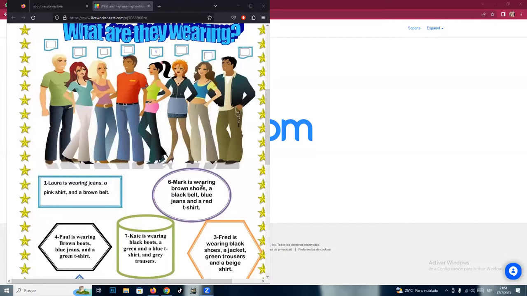Mark is wearing brown shoes and black belt, blue jeans and... Sería Mark, el de la camisa roja, el red t-shirt. Oh, yes. Mark is wearing brown shoes and black belt, blue jeans and a red t-shirt.